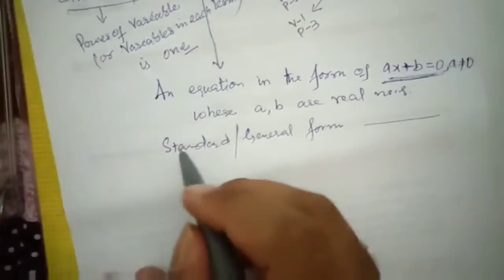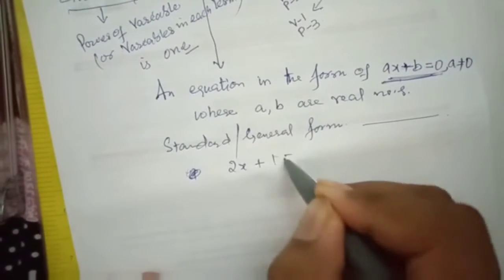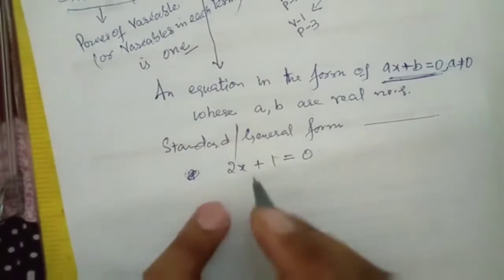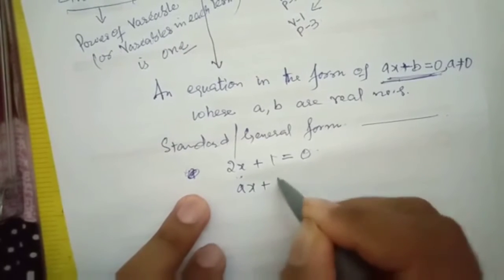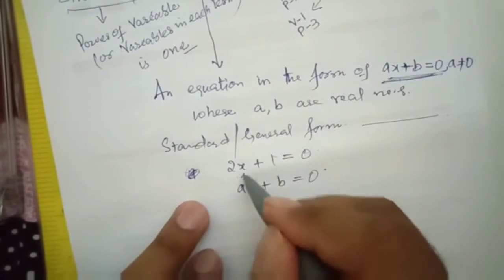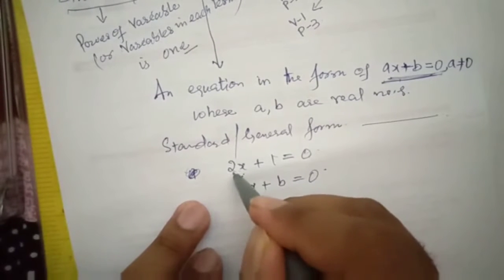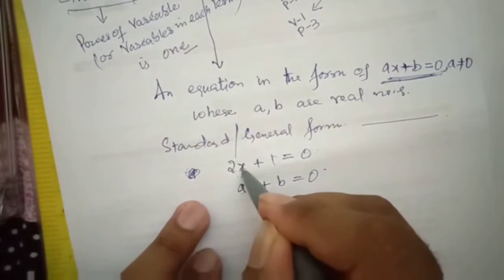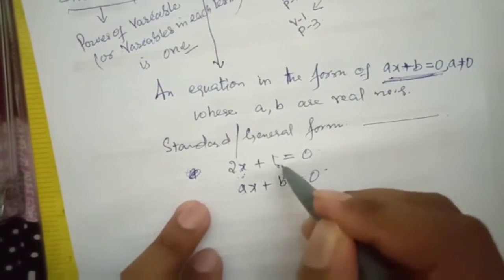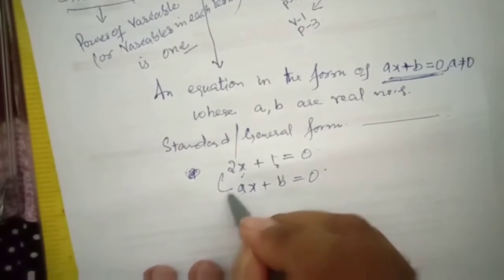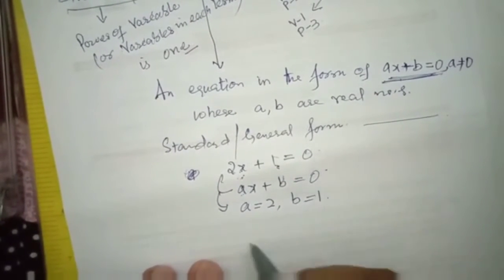See here, if I write 2x plus 1 is equal to 0, try to understand. This equation is in the form of ax plus b is equal to 0, because here a is the coefficient of x, 2 is the coefficient of x, and b is the 1 in this equation. So if I compare these two equations, I can write a is equal to 2, b is equal to 1.